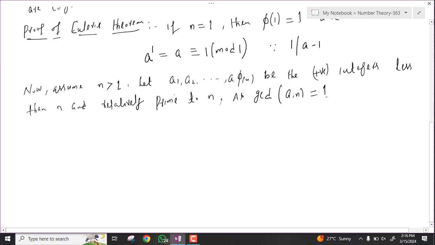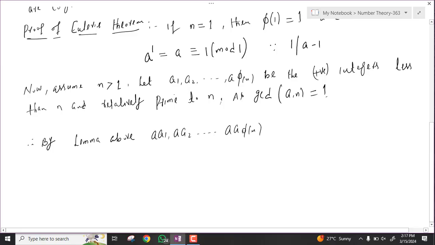Therefore, by the lemma above, a a1, a a2, and so on, a a phi of n are congruent, not necessarily in order of appearance.